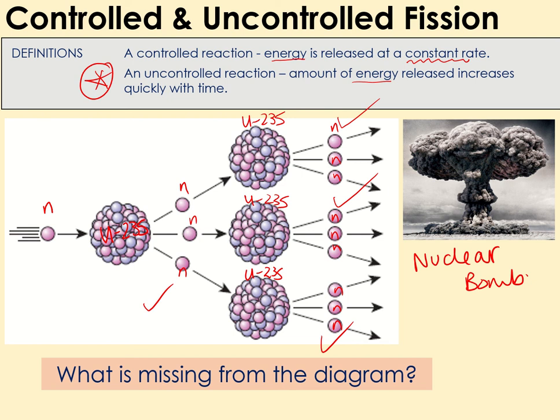It is actually possible for fission to happen naturally, for a neutron to hit into a uranium-235. But what doesn't happen naturally is you don't get that much uranium-235 close together, so you never get a natural uncontrolled reaction because uranium-235 is too rare.